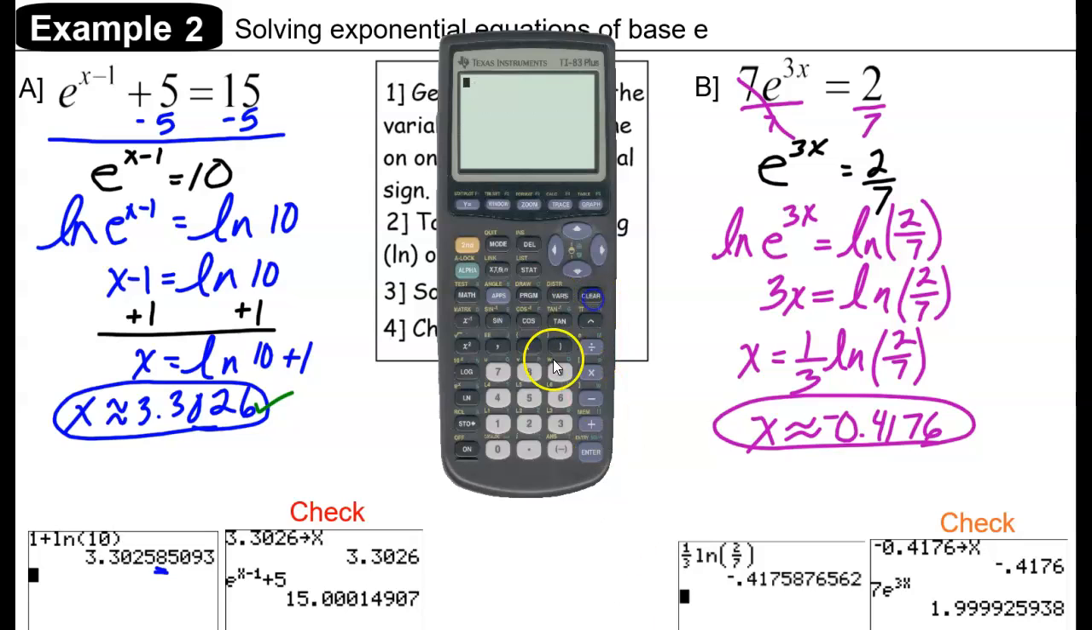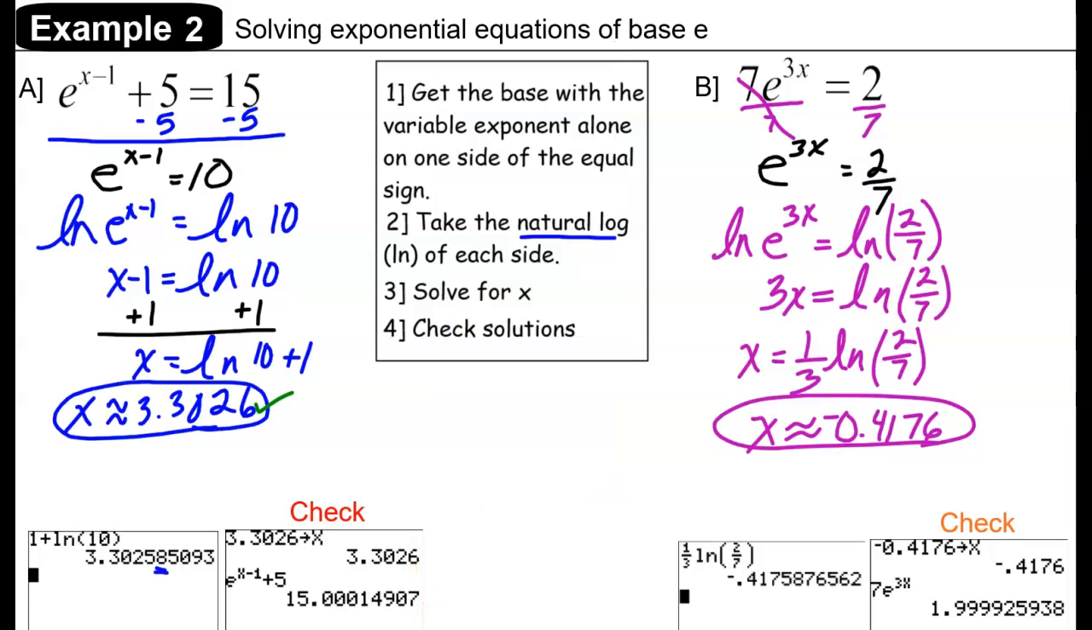If you want to check it using the equal sign, you're going to store the original value as the x. So the natural log of 2/7 divided by 3, store x. And then we'll type in the original 7e raised to the 3x power equals 2 and press enter, and we get a 1, which tells us that that answer checks.